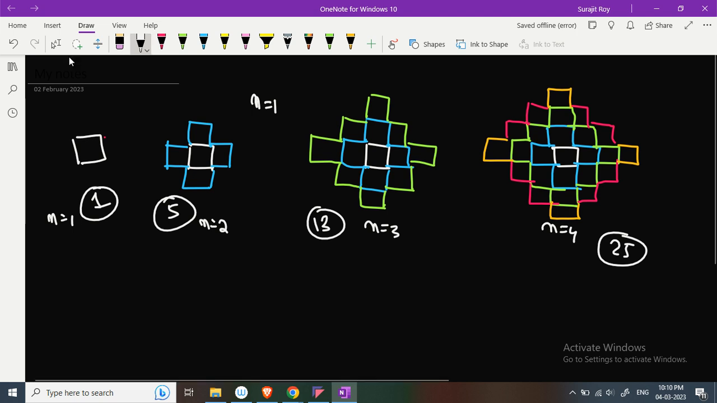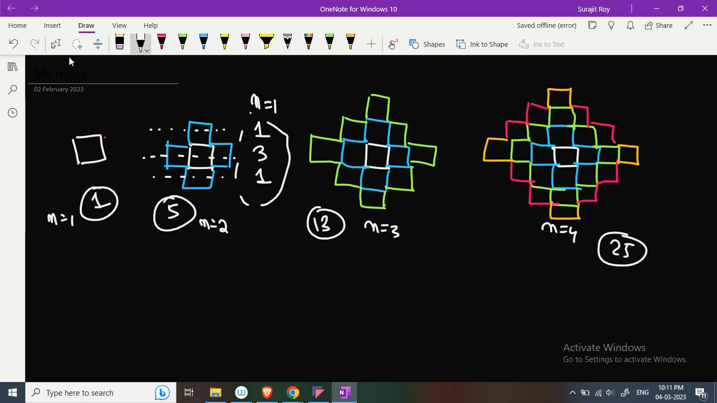If you observe carefully, in the first level the number of squares present is 1. The second level, the number of squares present is 3: 1, 2, 3. And in the third level, the number of squares present is 1. So the total, if you sum all this, the output will be 5. In this way we are getting the answer.